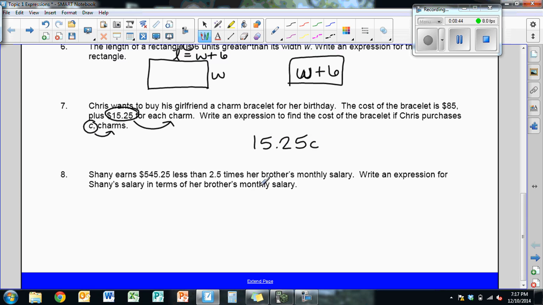But if we read back through the whole problem, we see that that is not the only cost. There's also a cost of the bracelet. Now, since he's buying only one bracelet, we only need to add this one time. So we have 85 plus 15.25C.